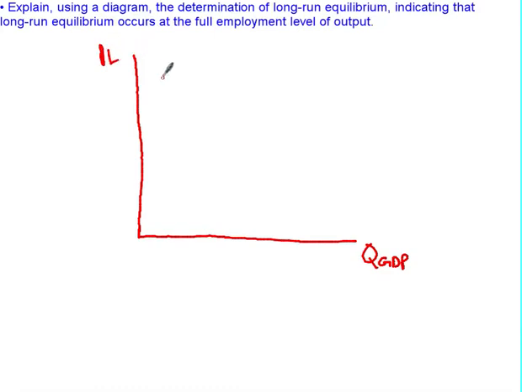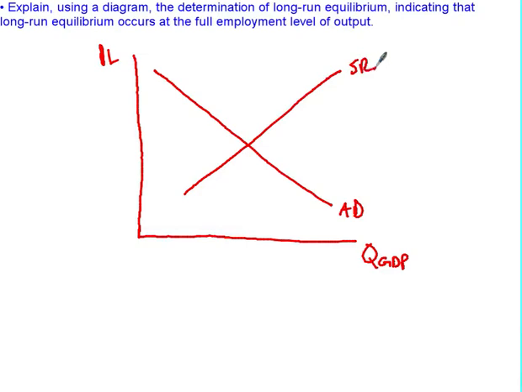So explain using the diagram the determination of long-run equilibrium, indicating that long-run equilibrium occurs at the full employment level of output. So what we want to do, this is the basic macroeconomic graph when it all comes together. All right, so here's our price level. This is aggregate demand. And let's draw in short-run aggregate supply. All right. And then we want to find long-run aggregate supply. Its long run looks like this.